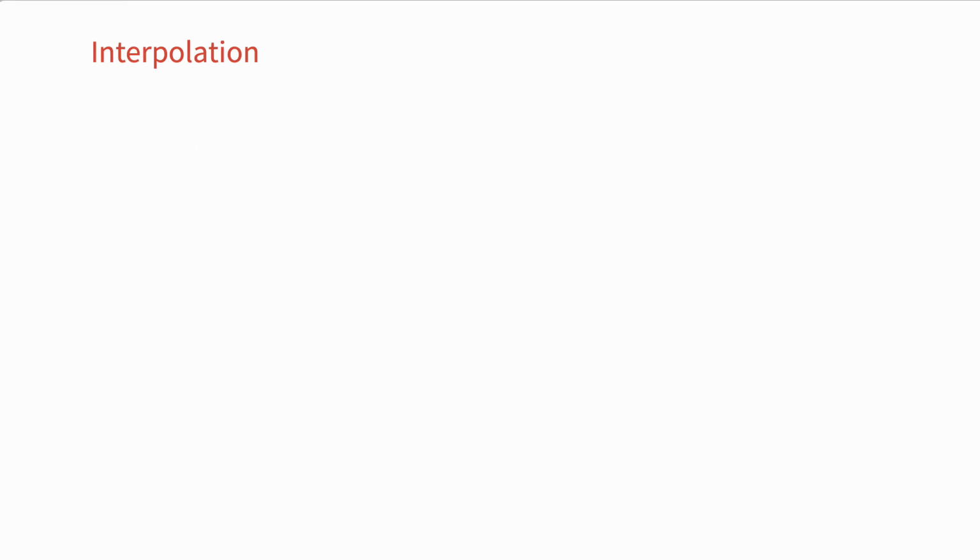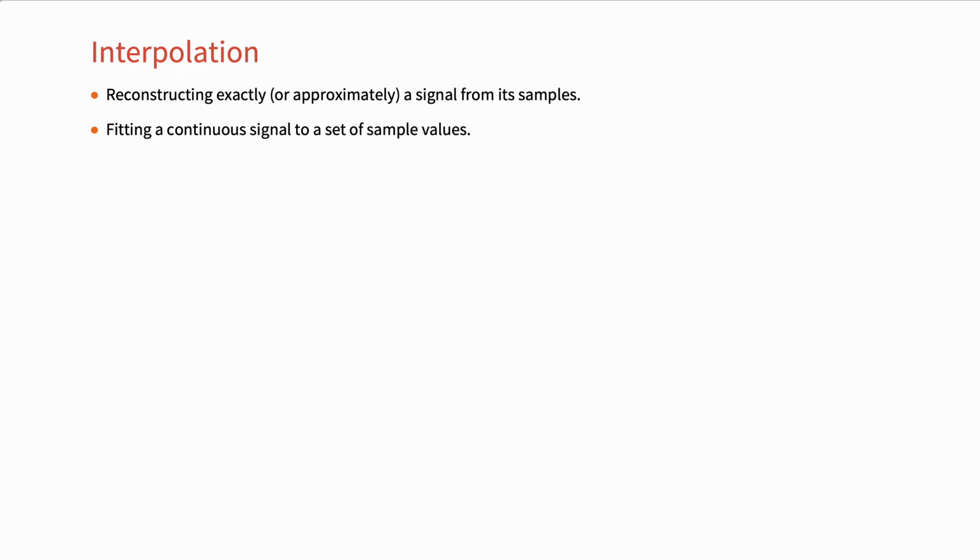The process of reconstructing a signal from its sampled version, either exactly or approximately, is what we call interpolation. It's basically the operation of fitting a continuous signal to the set of sample values that we are given. The ideal interpolation, and by that we mean the perfect recovery of the original continuous time signal from its sample values, occurs if and only if the conditions of the sampling theorem are satisfied.